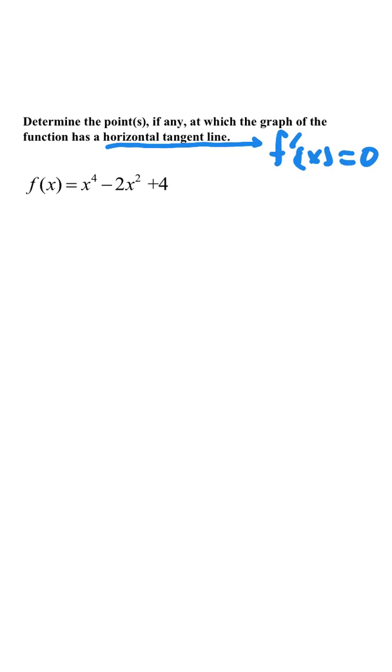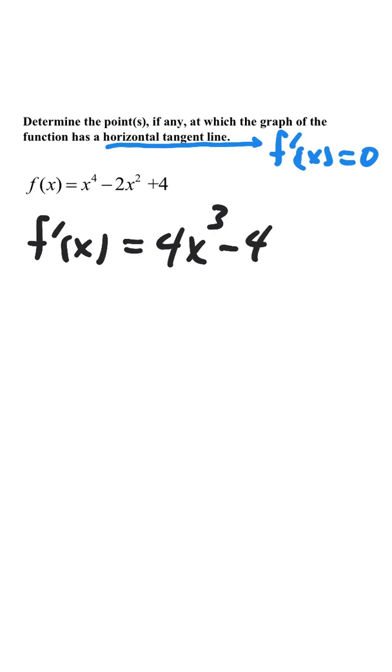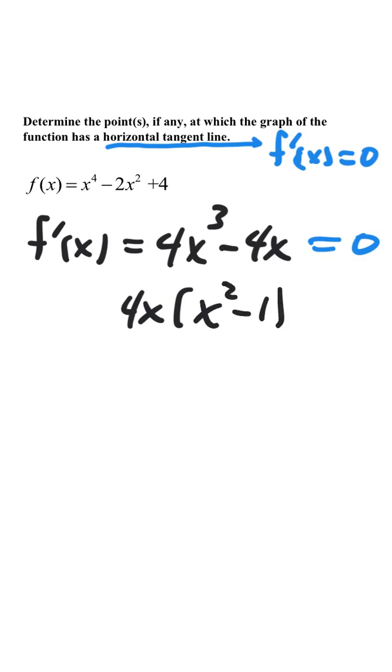For this function, our first derivative is 4x cubed minus 4x, and we're going to set that equal to 0. We want to know where the rate of change is 0. The derivative you can factor out of 4x. If you factor out a 4x, you will have x squared minus 1 left in the parentheses.